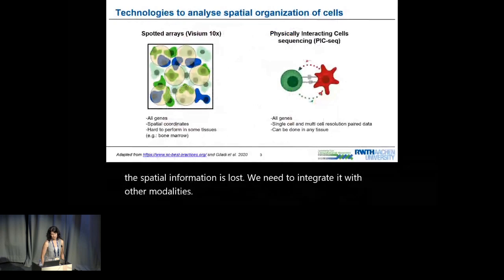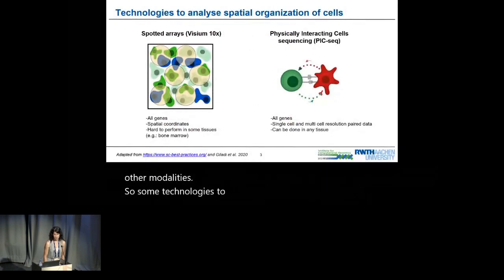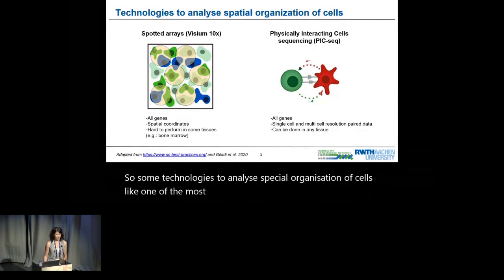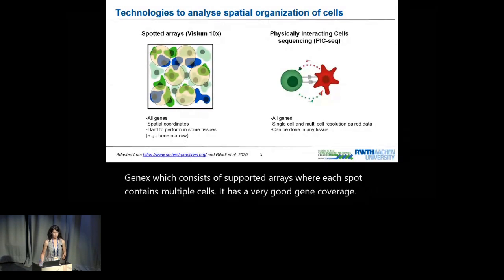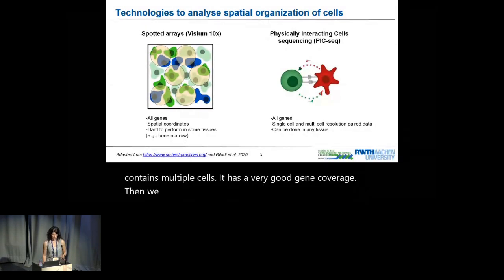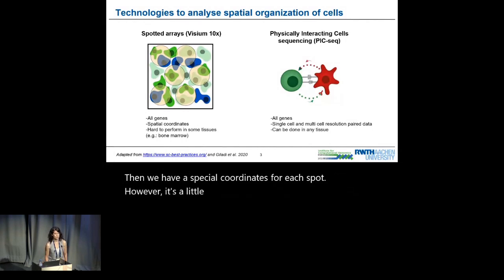So some technologies to analyze spatial organization of cells, like one of the most standardized methods here is Visium 10X, which consists of spotted arrays where each spot contains multiple cells. It has a very good gene coverage. Then we have spatial coordinates for each spot. However, it's a little bit hard to perform in some tissues, for example, the bone.